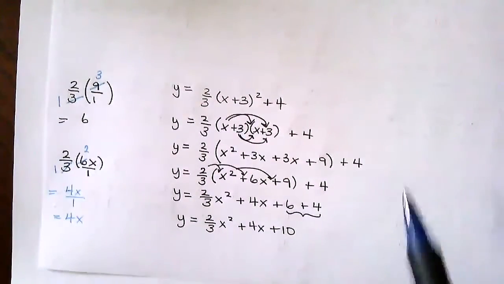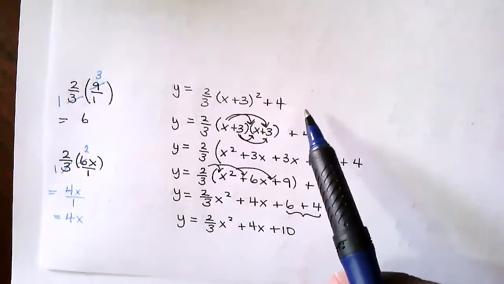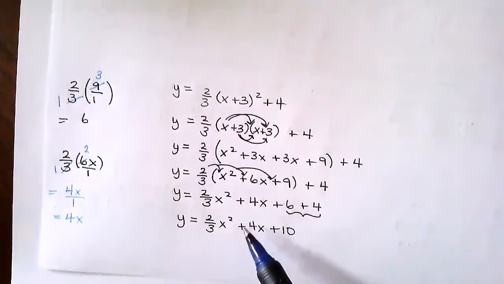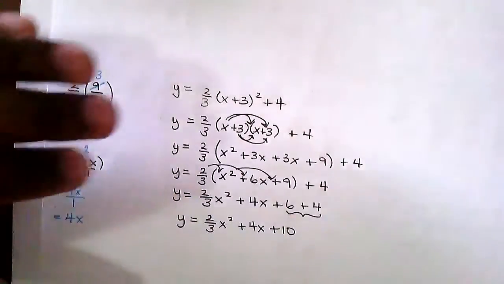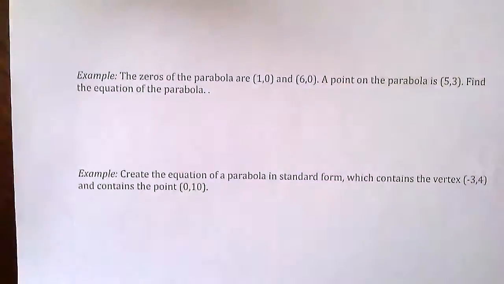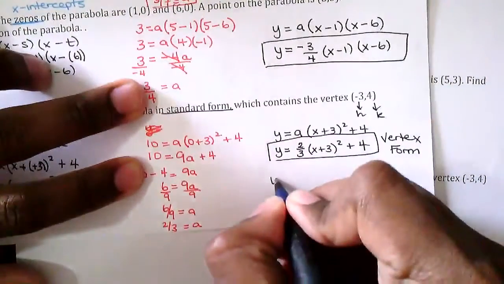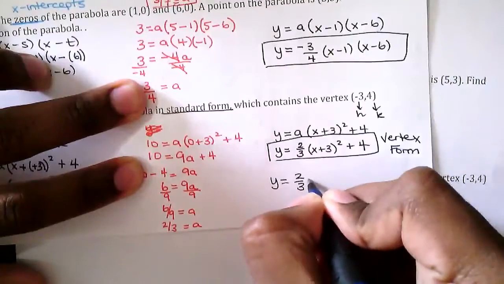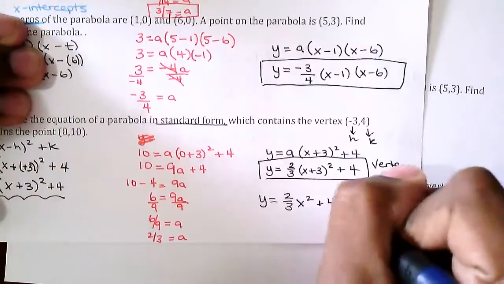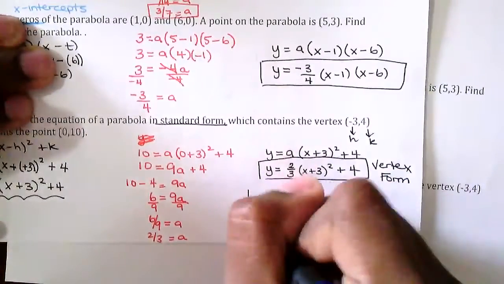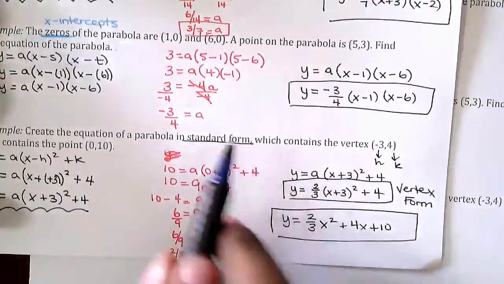So essentially what we did was we had to start with vertex form because those were the clues that were given to us, and then we multiplied out to get us to standard form. So I'm just going to flip the page and I'm just going to write that down in the same space so that we have our final answer. So y is equal to 2/3 x squared plus 4x plus 10. Again, we only converted to standard form because that was required of us from the question.